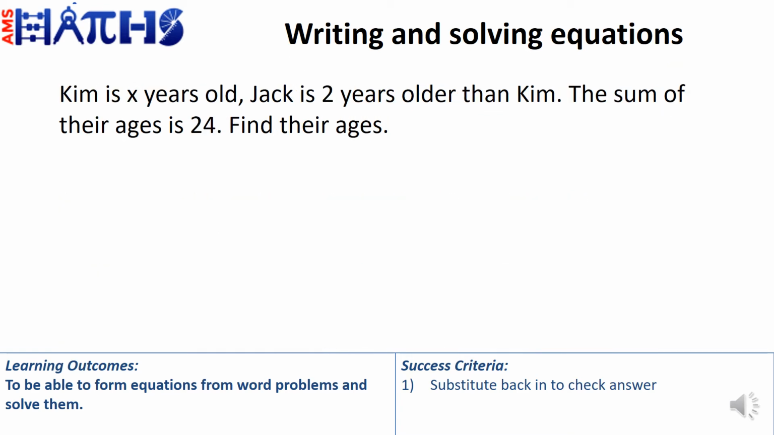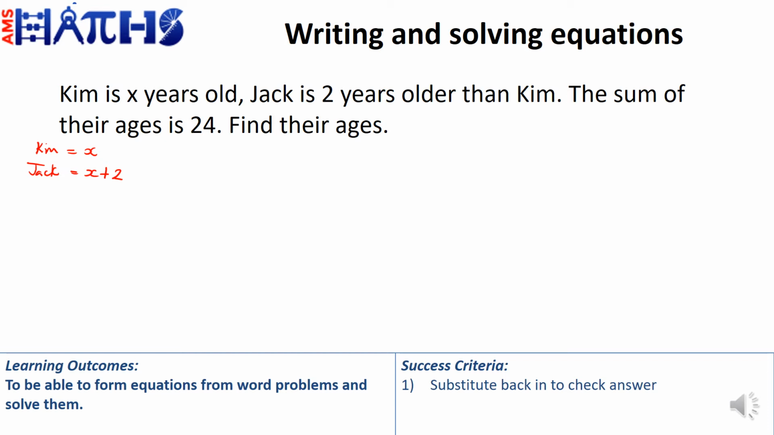Alright, let's look at this example, a different style of questioning. So it tells us that Kim is X years old. So I'm going to make a note of that. And it says Jack is older than Kim. He's 2 years older than Kim, so I'm going to make a note for an expression that would represent that, as we don't know either of their ages. So Jack is 2 years older. That means I'll take Kim's age, which is X, and add 2 to that. So I have both their ages now.